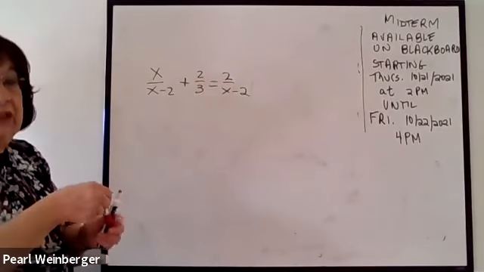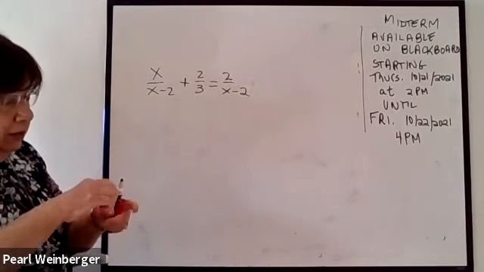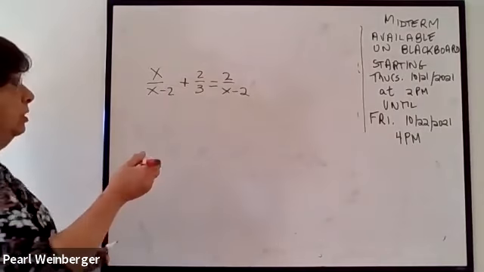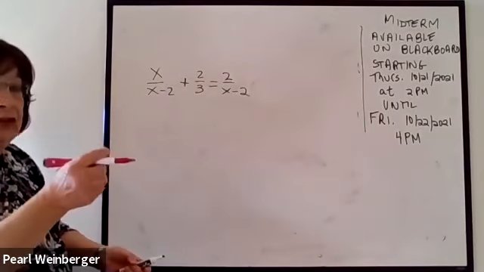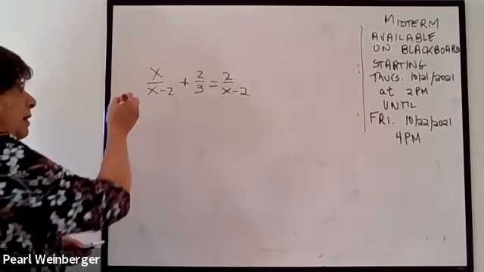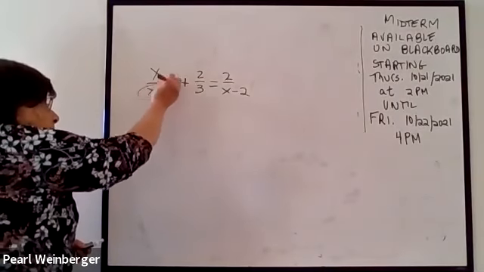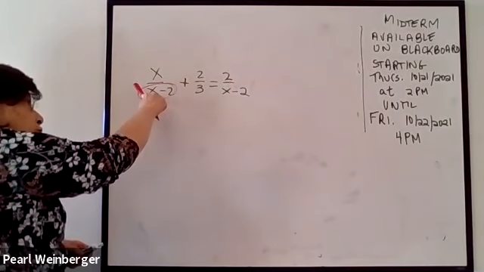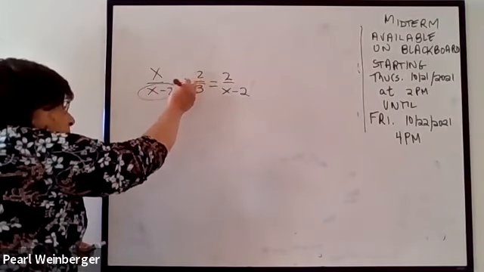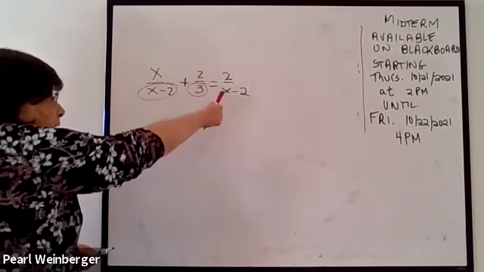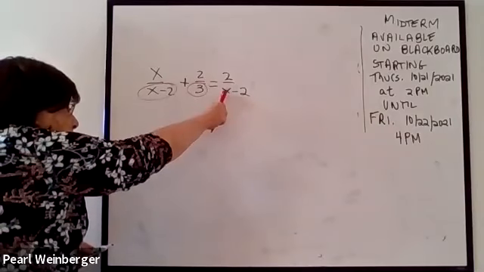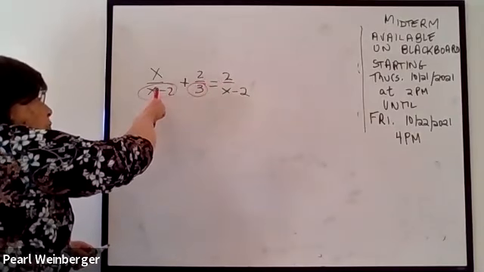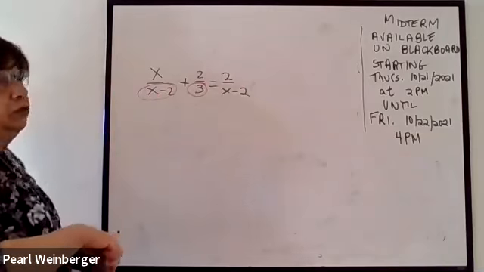So we do what we did when we were adding and subtracting fractions. After we factor everything that we possibly can, we circle our different factors. So the first factor I see that I'm circling is x minus 2. The next thing I'm circling is the 3. The third denominator that I'm seeing is x minus 2, which I already have circled, so I don't have to circle it again.